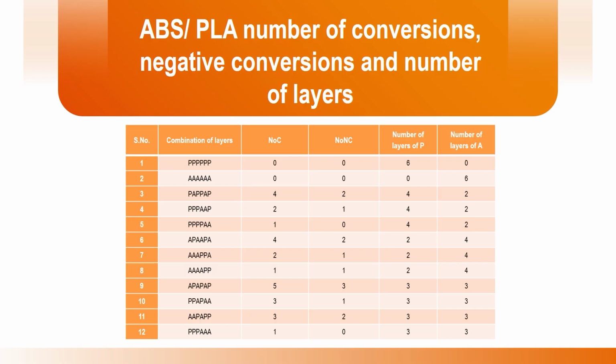Let us take another case, say serial number 11. Here A to A is no conversion, A to P is one conversion, P to A is the second conversion, A to P is the third conversion. So the number of conversions is 3. How many are negative? This A to P is one negative, and the other A to P is the second negative, so the number of negative is 2. How many P's and A's we can physically count: there are 3 A's and 3 P's.